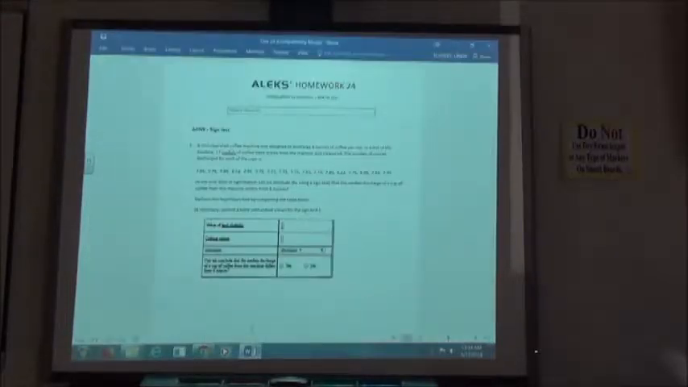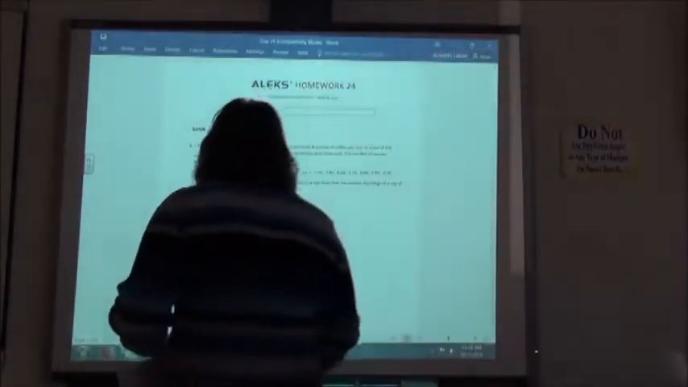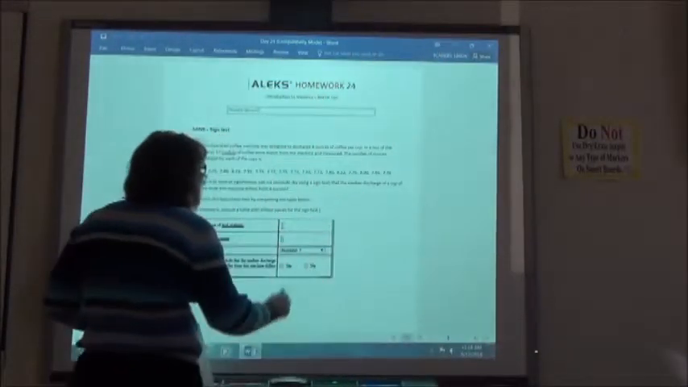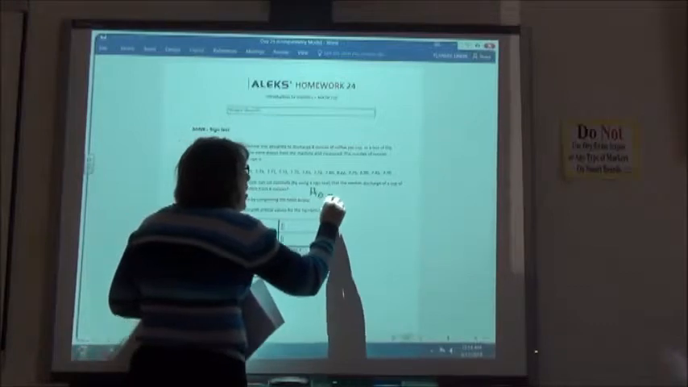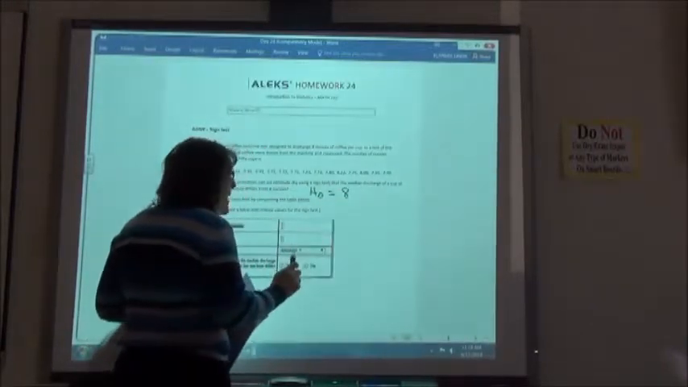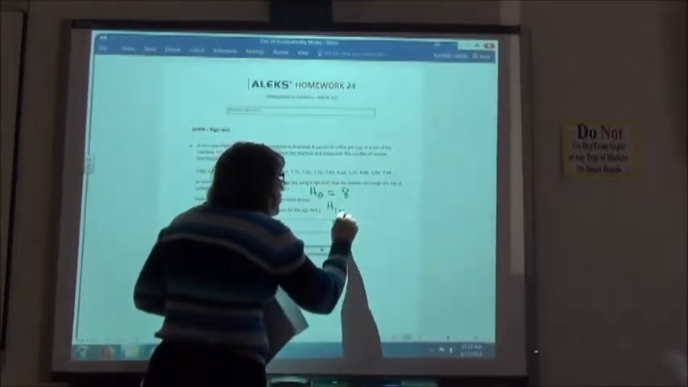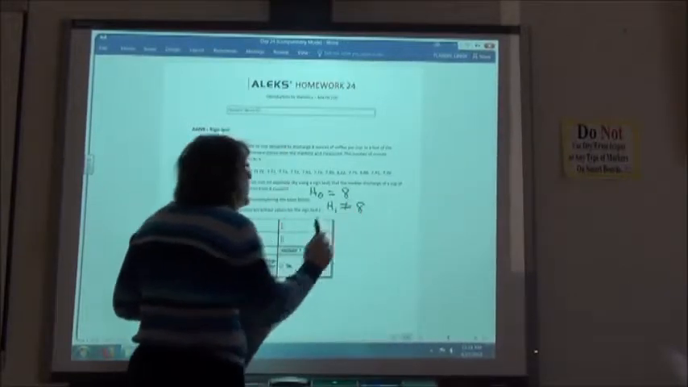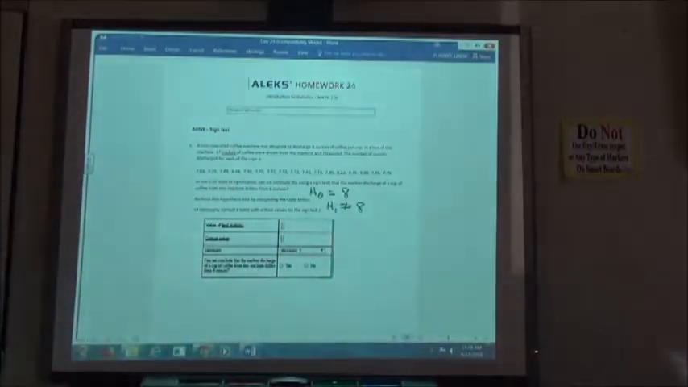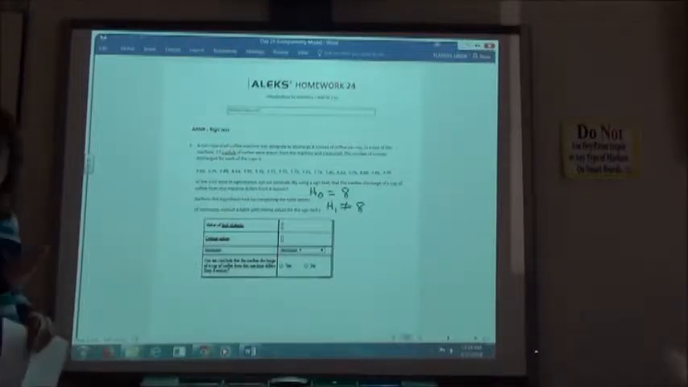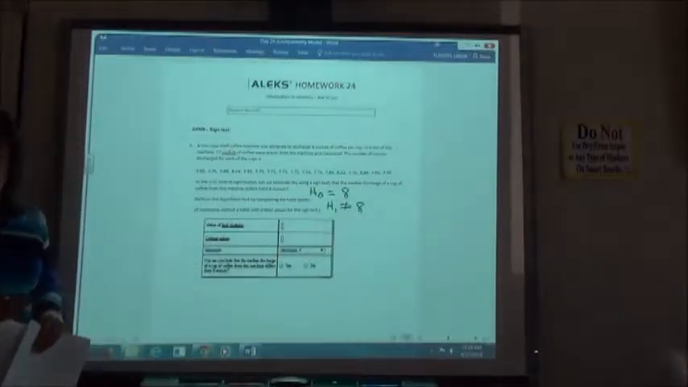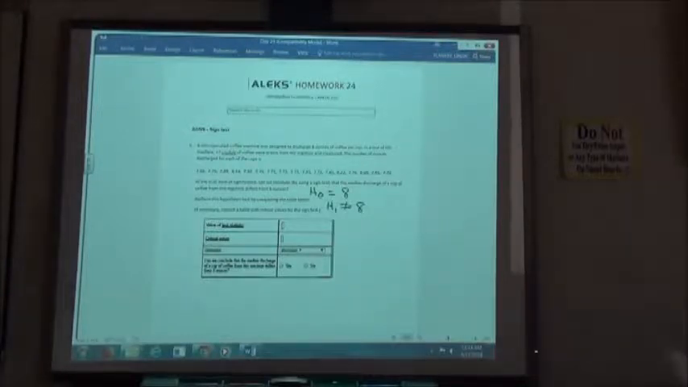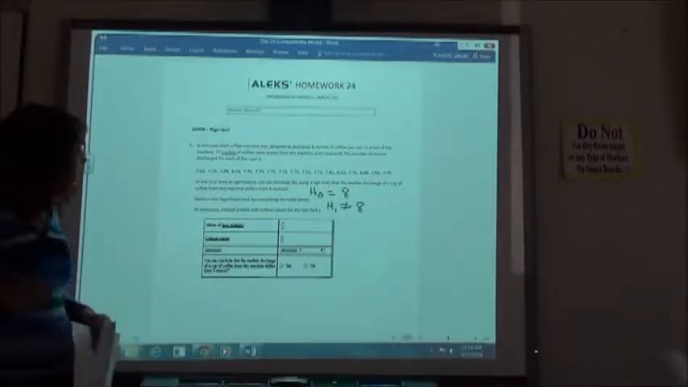When I hop back and forth, it erases what I have. So on here, we want to check to see if it differs from 8 ounces. Our H0, our null, is that it is equal to 8 ounces. Our alternative, H1, is that it is not equal to 8 ounces. What we're going to do is assign a sign to each of those numbers. If it's above 8 ounces, it'll be positive. If it's below 8 ounces, it'll be negative. If it's exactly 8 ounces, it's going to be 0.